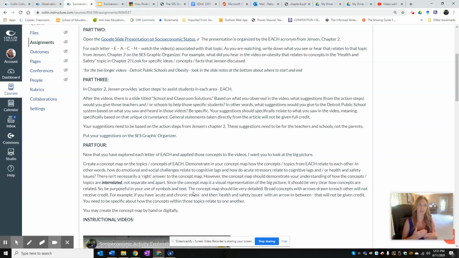There's no right or wrong way that a concept map looks, but you need to have enough detail that it shows the connections between the two in a very specific way. For example, some of the concept maps I get, they have emotional, social, they have acute and chronic stress, and they just have a line in between, and then a line to chronic cognitive lags, and a line to health and safety, and that's it. Well, that's not telling me anything. That doesn't show me how those things are interrelated or how they're connected. And so I need you to be specific in your connections.